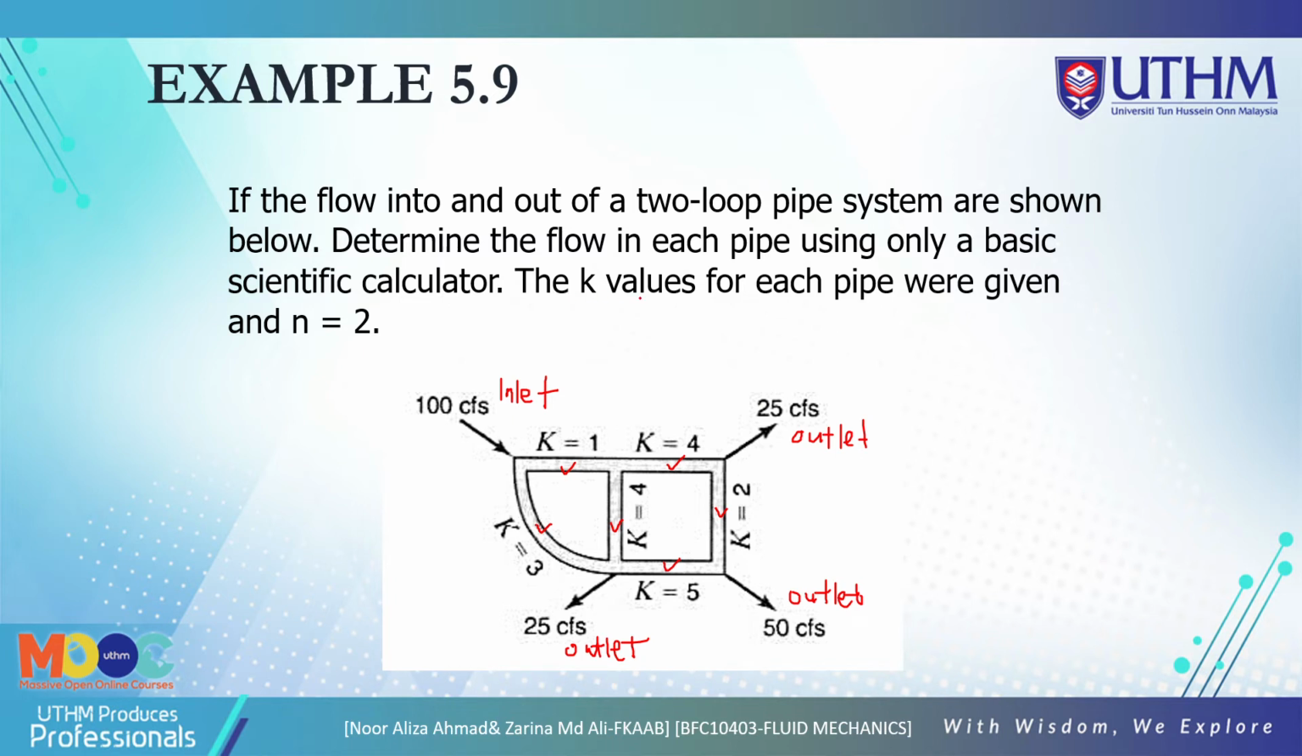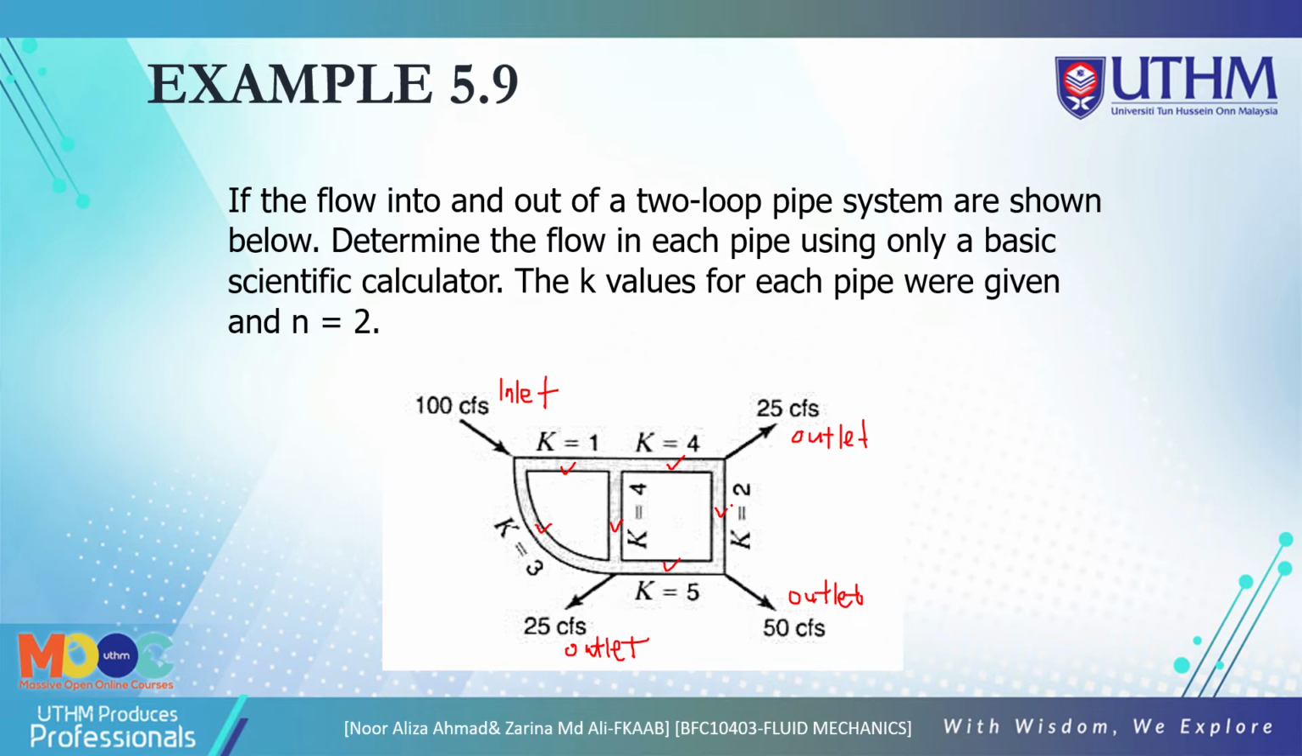The K values for each pipe were given, and n is 2. K1 is for the pipe here, K4 is for the pipe here, K equal to 4 for the pipe here, and K3 is the pipe here. K equal to 5 is the pipe here, and K equal to 2 is in the pipe here.